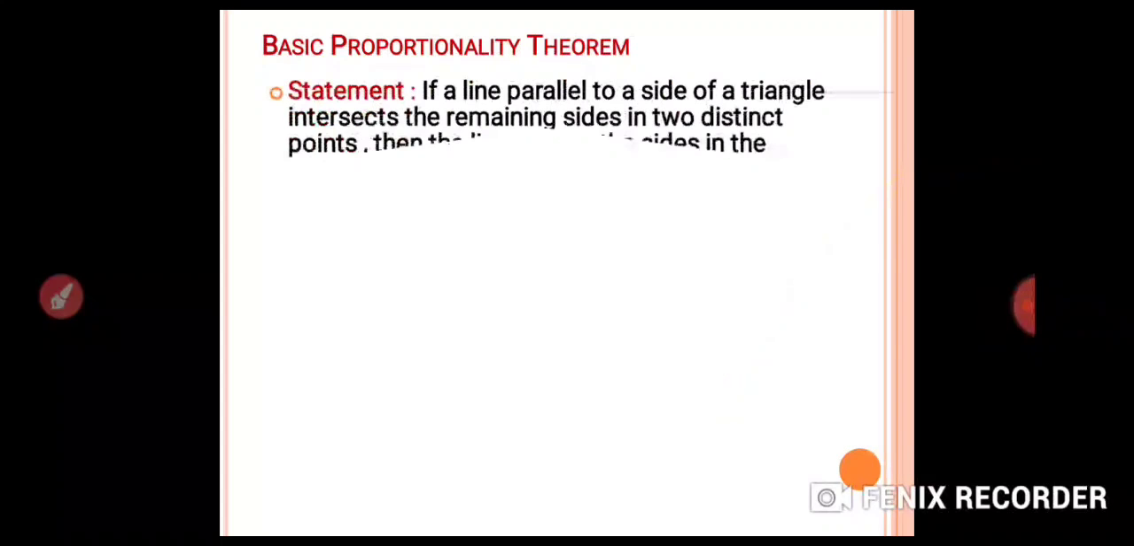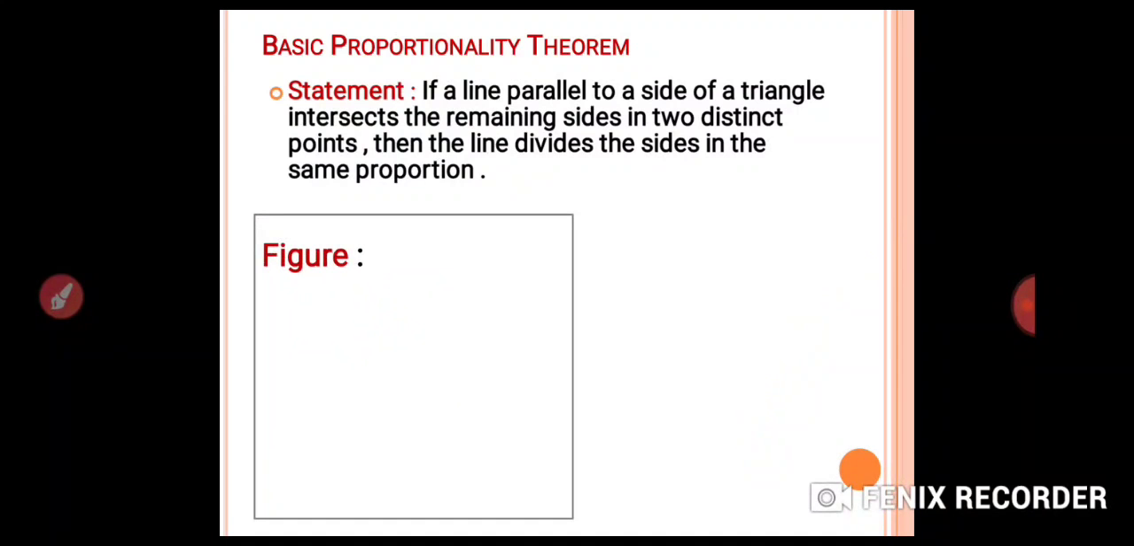Here we see the statement of the theorem. If a line parallel to a side of a triangle intersects the remaining sides in two distinct points, then the line divides the sides in the same proportion. To prove this theorem, we require a figure. To draw a figure, understand the statement carefully.